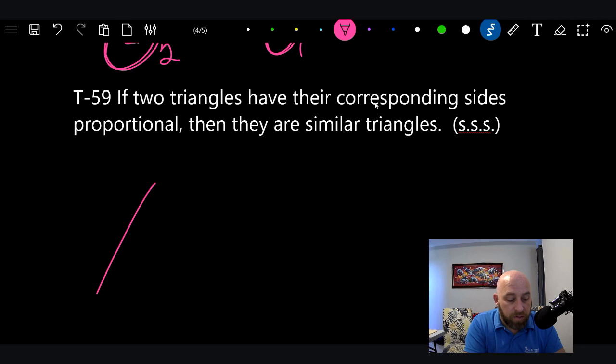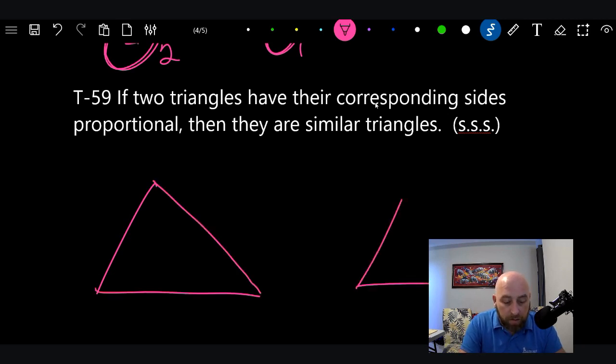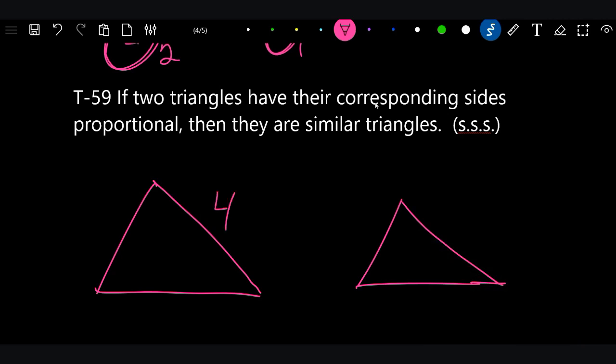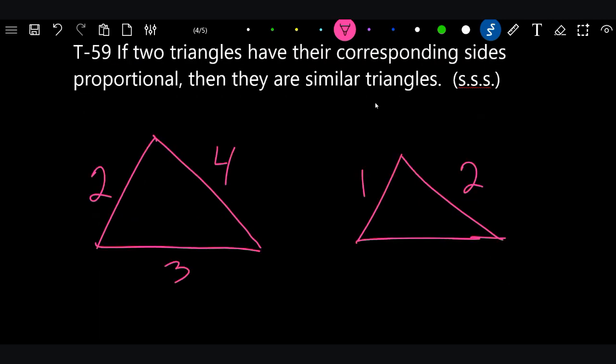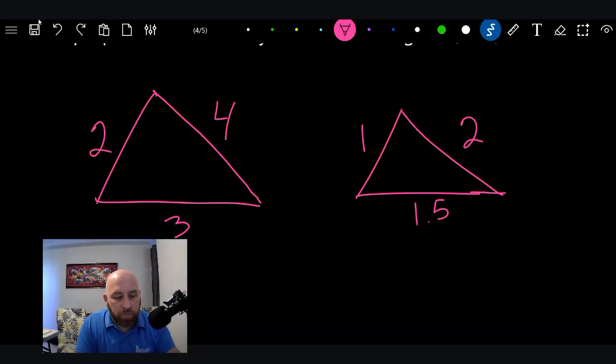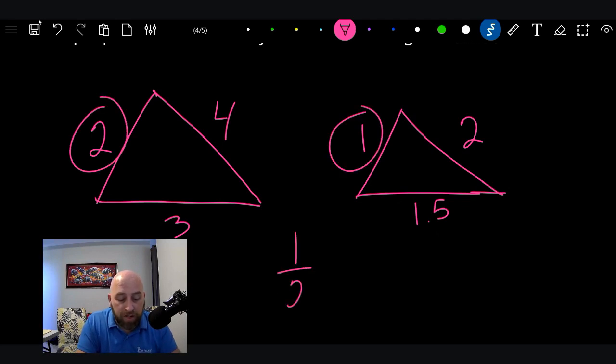So you can draw your triangle kind of like this, however you want it, and you draw another one kind of the same. And if we say this side is 4, 2, and 3, the proportions are going to be off just a little bit in this one, but I'll do 2, 1, and that one comes out to 1.5. So how do you know that side's 1.5? Well, 1 over 2 is your ratio of similitude.